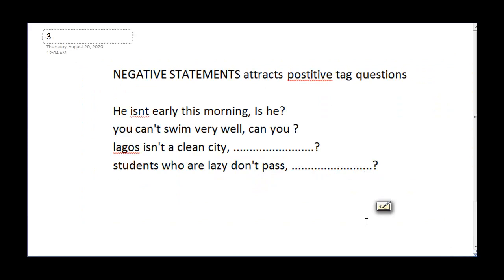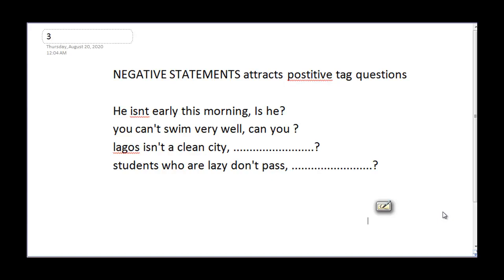Okay, so negative statements attract what? Positive tags. So remember we said that negative statements attract what? Positive tags. Earlier, what we treated earlier, we said the positive statements attract what? Negative tags. Now, let's look at it.